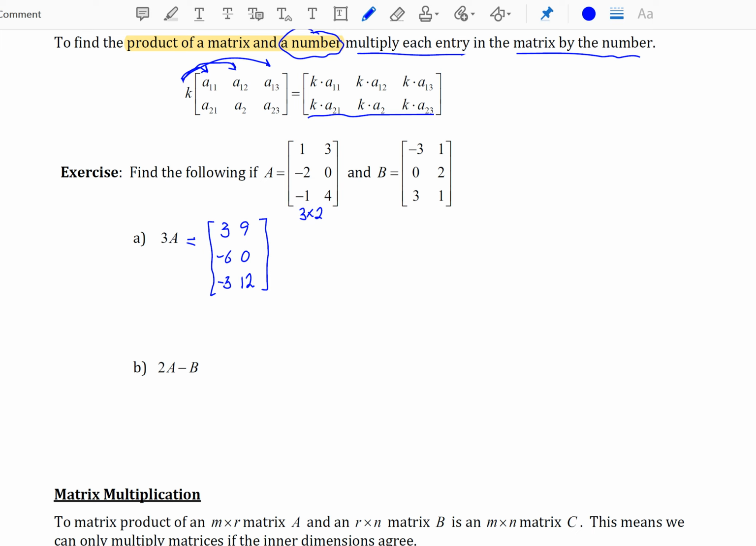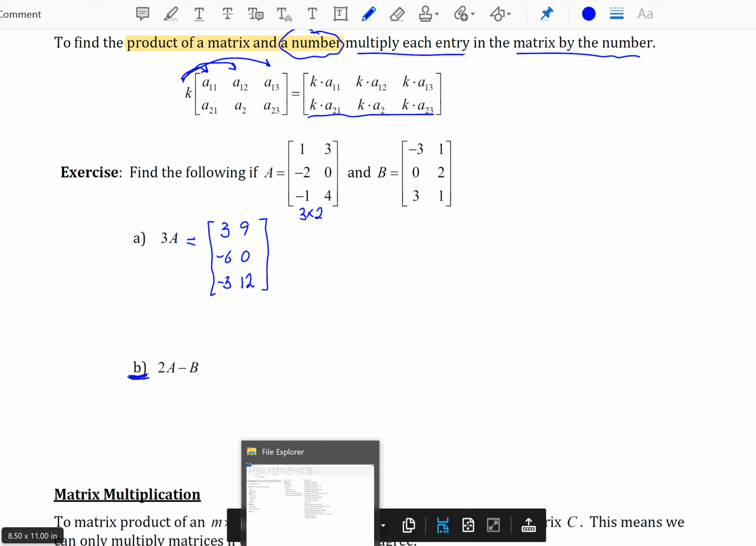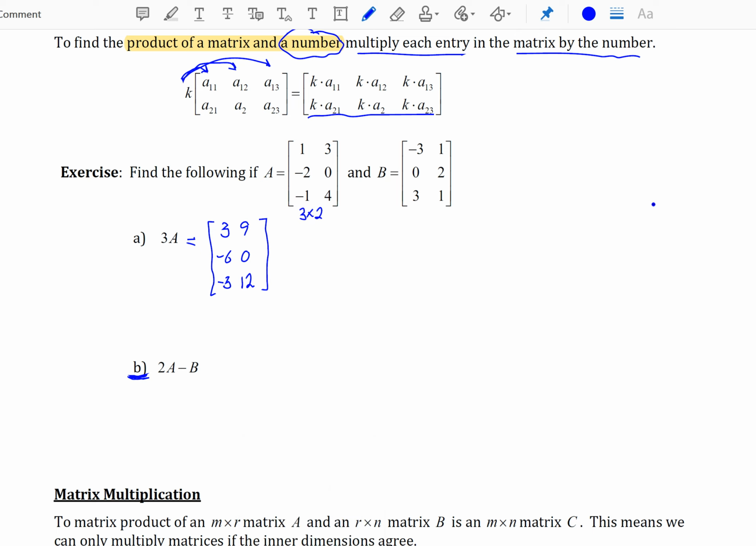Okay, I'd like to give you a moment to do the next example on your own. Find the matrix 2A minus B. Now I'd like you to pause the video for a moment and come up with this new matrix 2A minus B. After you're done, come back and let's verify that we get the same thing. I'll see you in a moment. Okay, let's see how you did.